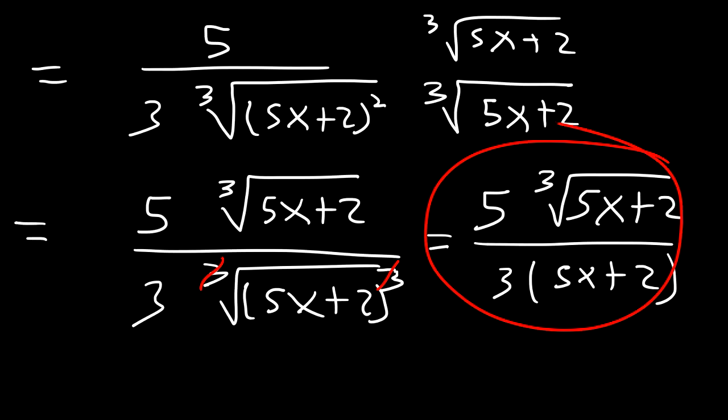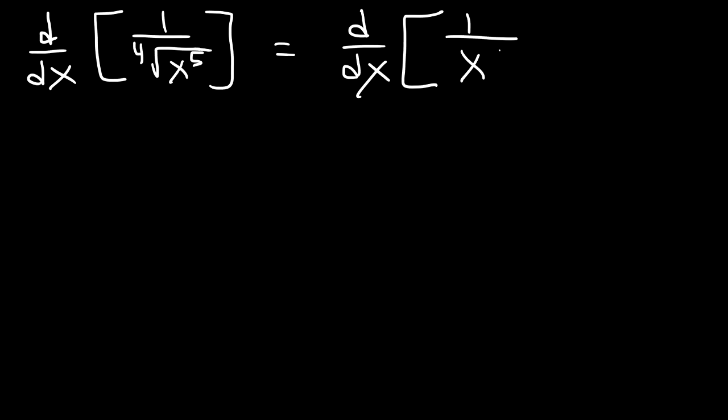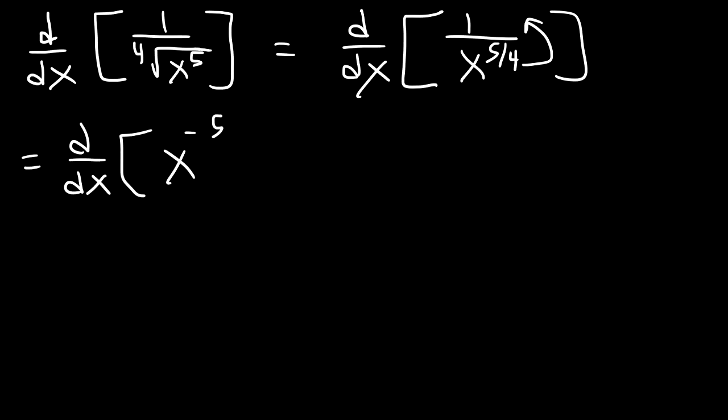And I'm going to stop here for this problem. Here's another problem that you could try. 1 over the 4th root of x to the 5th power. So first, let's rewrite it. So this is going to be 1 over x to the 5 over 4, and I'm going to move this to the top. So this is x to the negative 5/4.